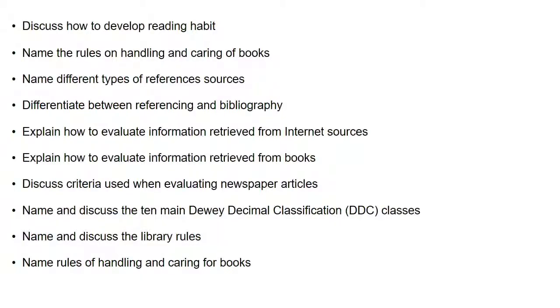And discuss the criteria used when evaluating newspaper articles. This is the same. There are criteria used when you are evaluating a newspaper article. You find a lot of articles in newspapers. It's up to you to decide whether this is trustworthy or not, rather than just taking everything from the newspaper thinking that it is correct information. You evaluate by using those criteria which are stated in your study guide. And you also look at the marks. If it is 10 marks, answer according to the marks allocation.